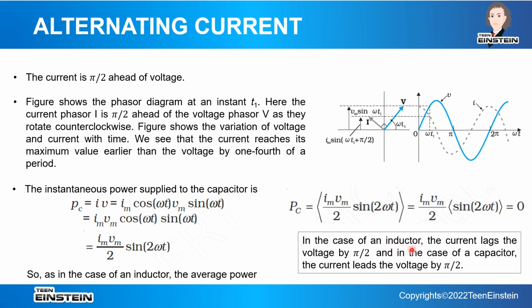In the case of an inductor, the current lags the voltage by pi by 2, which we talked about already. But in the case of a capacitor, the current leads the voltage by pi by 2. So that's the difference between a capacitive circuit and an inductive circuit.